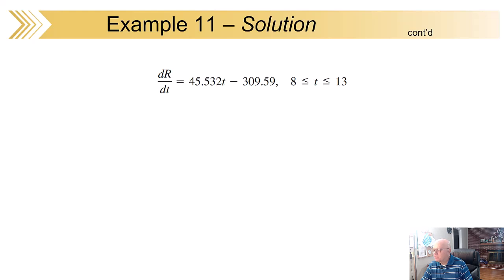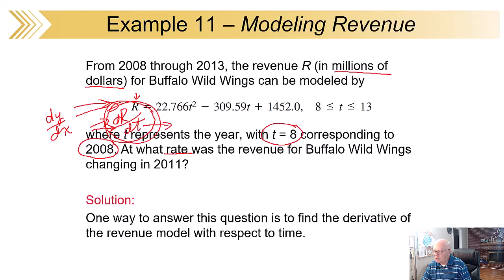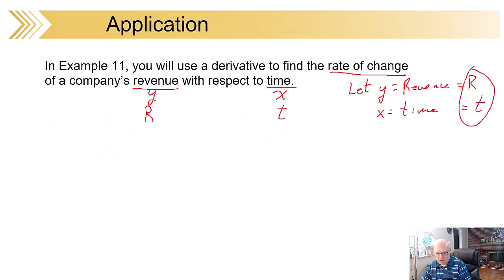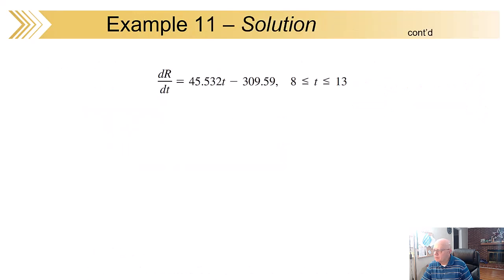And there's our model, and there's our derivative. Need to go back to that. Multiply the 2 times the 22.766. Reduce this 2 to a 1. And then this, because it's just a t, this is the derivative for this term. And the derivative of a constant is 0. Oops. Sorry. There we go. So there's our derivative. This is how the revenue is changing with respect to time.